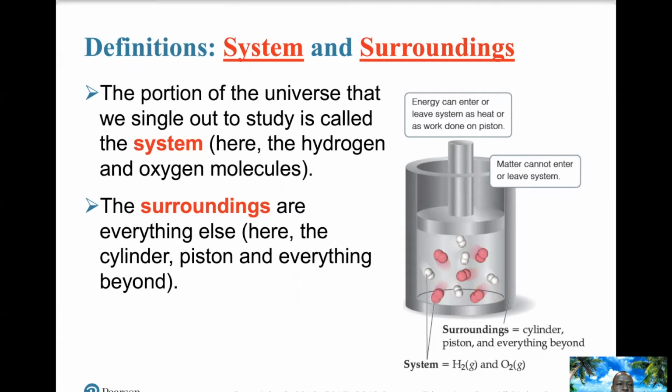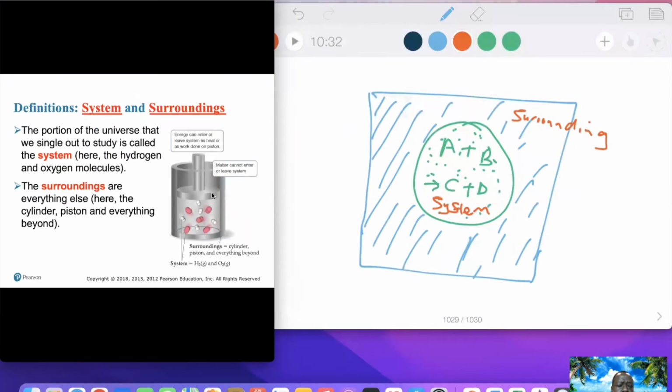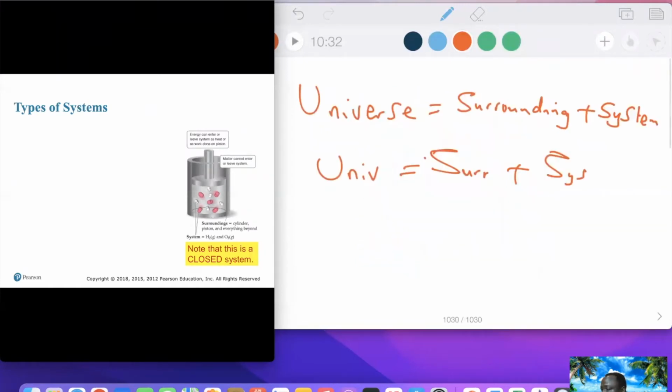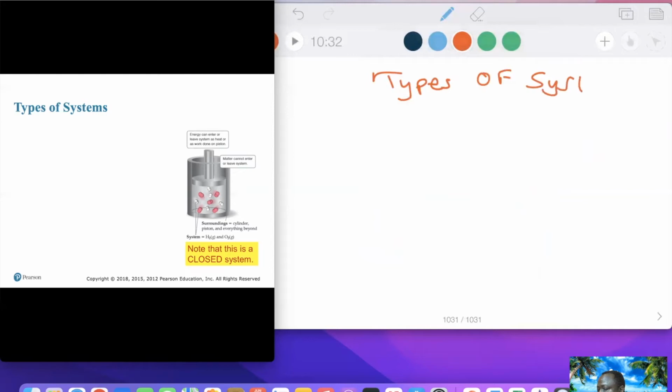That constitutes what we call the surroundings. I would like to use this for an obvious reason. I'm going to show you what we mean by a closed system. There are three types of systems.